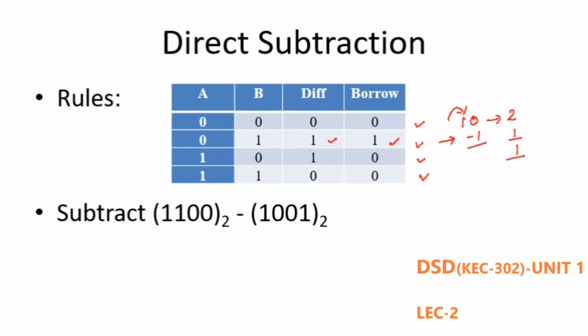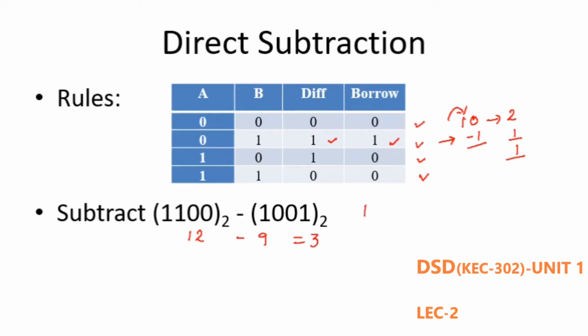I have mentioned a question here. This 1100 is actually 12, and this 1001 is actually 9. So I am subtracting 9 from 12, and I should be getting plus 3. Let's check whether we get this or not.